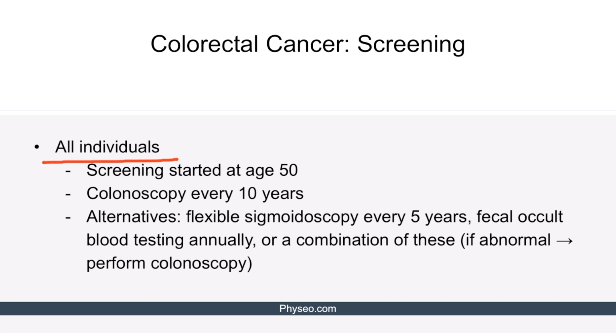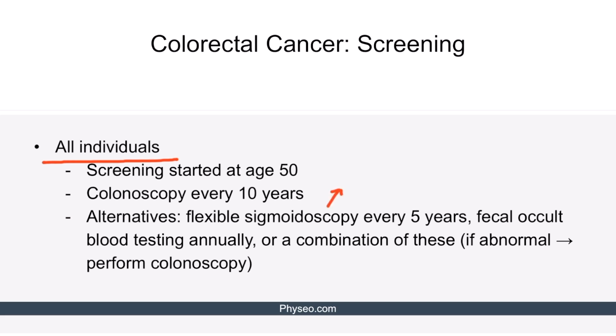But what about patients who just don't want a colonoscopy? Well, you can offer something called flexible sigmoidoscopy. Compared to colonoscopy, it's a simpler procedure, and it requires less bowel preparation, and it doesn't require sedation. So for those reasons, patients sometimes will go for that instead of a full-blown colonoscopy.